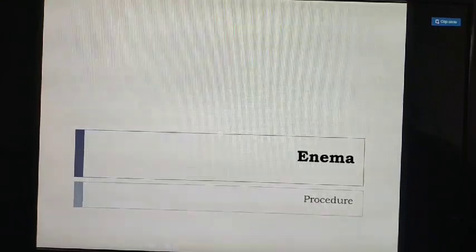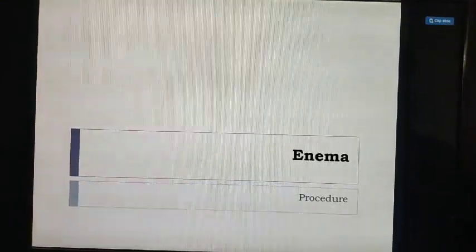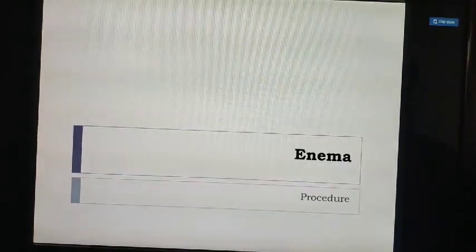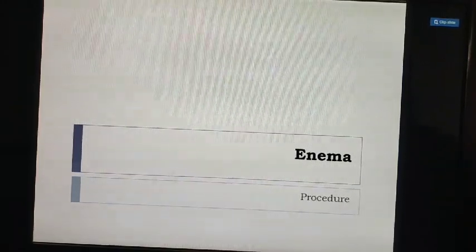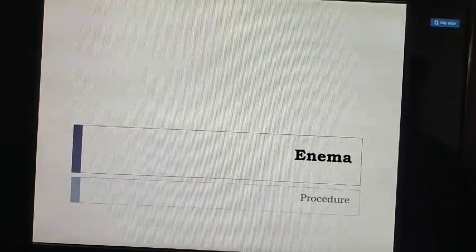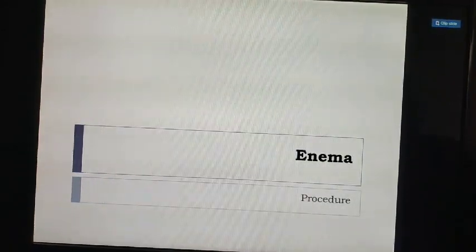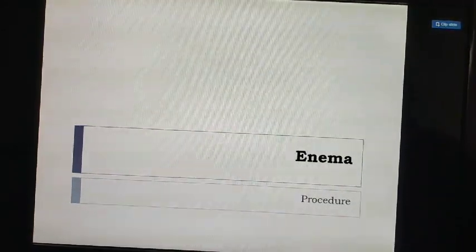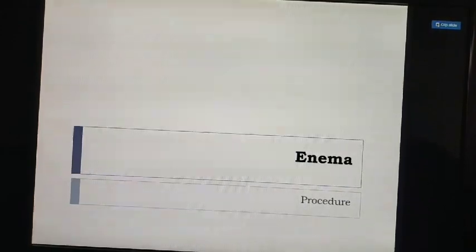So the same thing, only this is a different type. That is enema. Enema is another concept. So we'll see what we mean by enema, what the purposes of enema are, and what the classification of enema is. Clear? So let's start. Enema. What do you mean by enema?